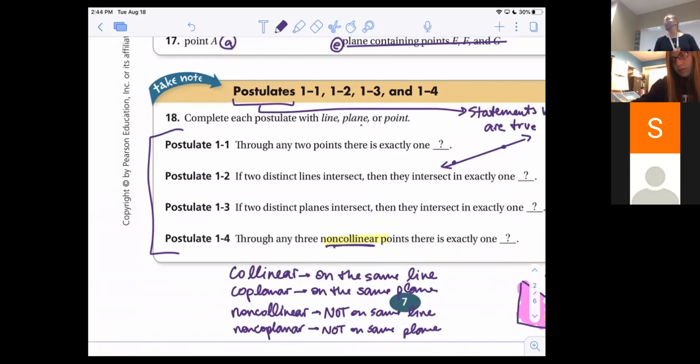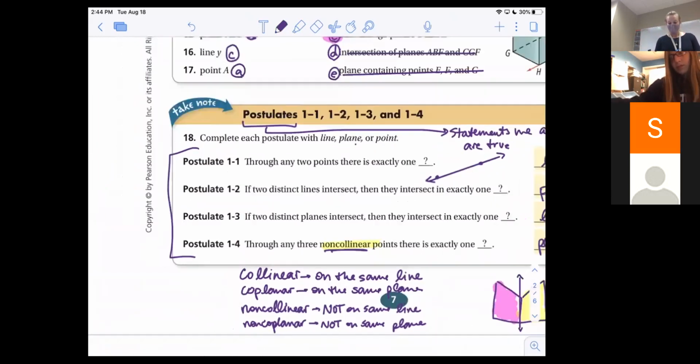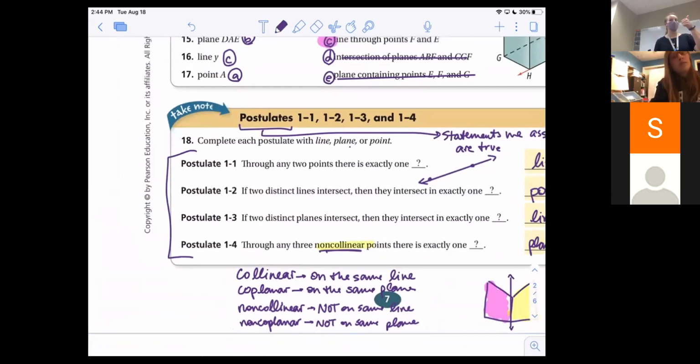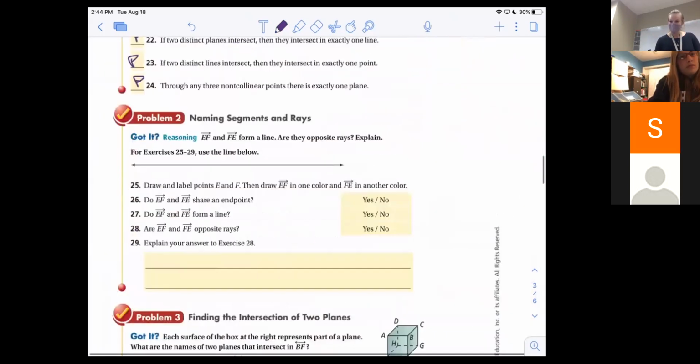That's what I want. We're not ad-libbing. We're not making this up. It's the exact same thing always. So if you can know the wording for this, you will be good. All right. Keep moving.